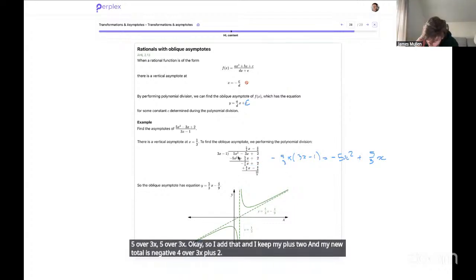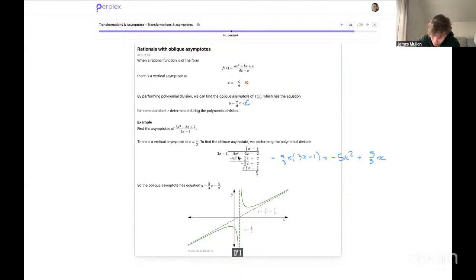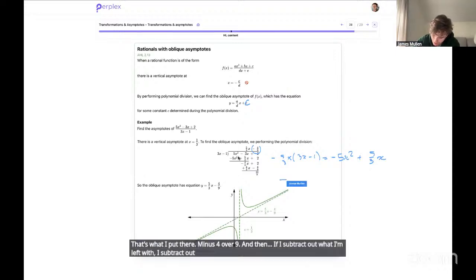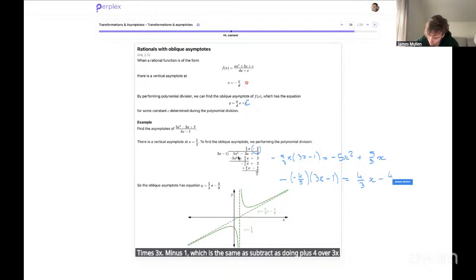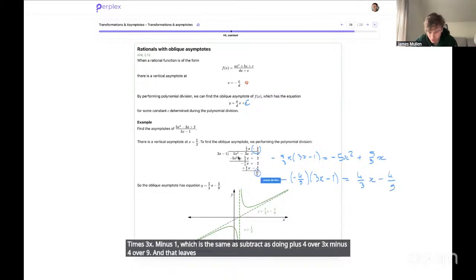Okay, if I divide that again by 3x minus 1, I have a second term now. 4 over 3 over 3 gives me 4 over 9, and there's a minus here, so minus 4 over 9. That's what I put there, minus 4 over 9. And then if I subtract out what I'm left with, I do minus 4 over 9 times 3x minus 1, which is the same as doing plus 4 over 3x minus 4 over 9. And that leaves me with a remainder of 14 over 9.